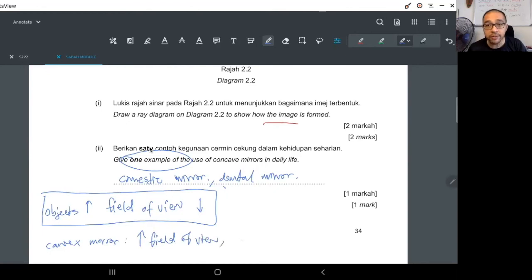But the object's size will become much smaller because you want to see more. If you want to see more things, you have to make the objects become smaller. If you want to see something bigger, concave mirror, you have to narrow the field of view so that the thing that you want to see is the thing that is focused. So there is a relationship between the size of the object in the mirror and the field of view, and the different mirrors will give you that different effect.